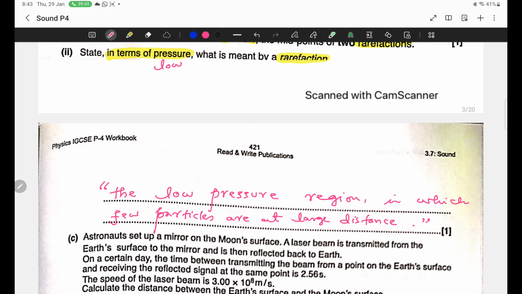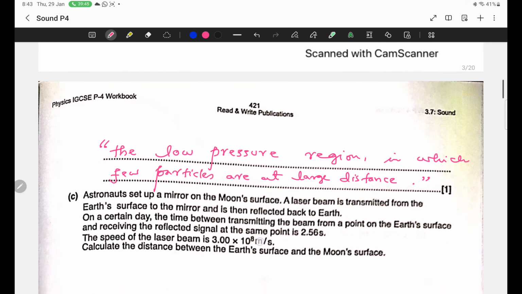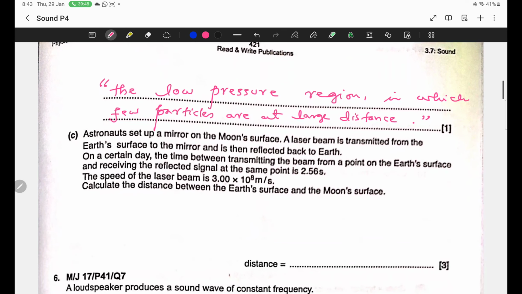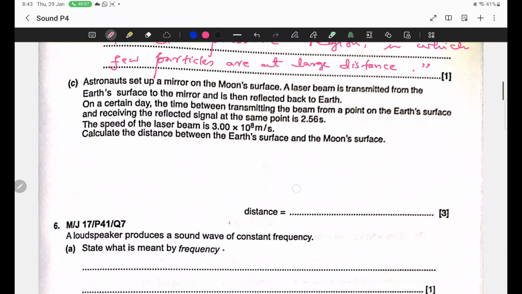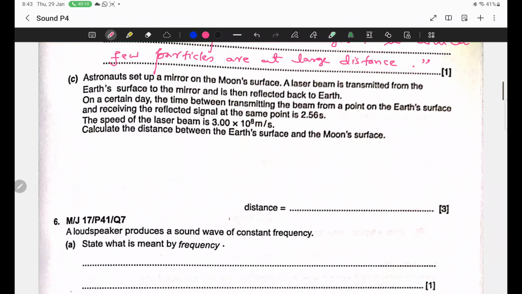Rarefaction is a low pressure region, and in this low pressure region the number of particles is fewer, as well as they are at a large distance. Then it is rarefaction. In compression, it is a high pressure region in which particles are very close to each other. So this topic is completed. And now the next question is not about sound, but it is a very simple question, and I think we can solve it.